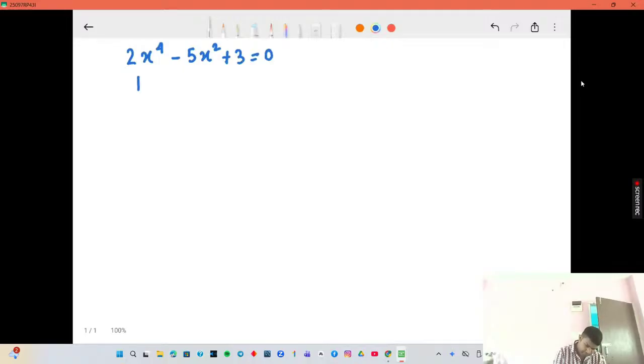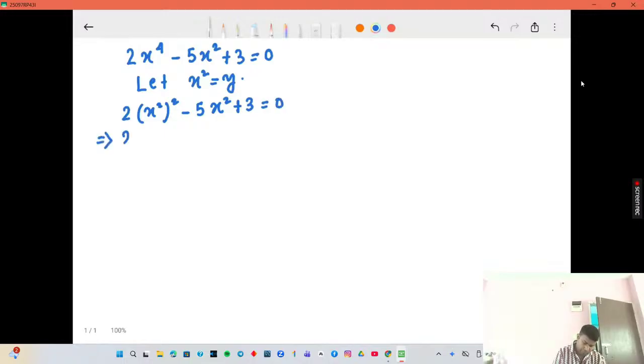So, let x squared is equal to y. Now we can write x to the power 4 as x squared whole squared, so we can rewrite the question like this. Now we put the value: 2y squared minus 5y plus 3 is equal to 0. So now we have to solve this one. So how can we solve this?